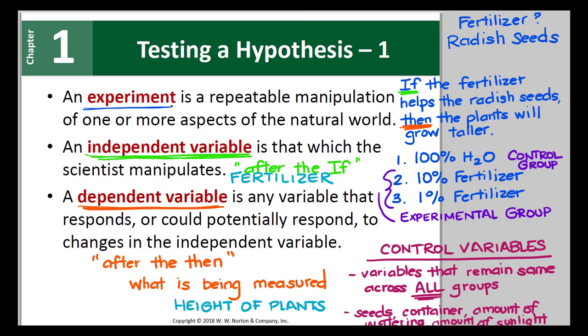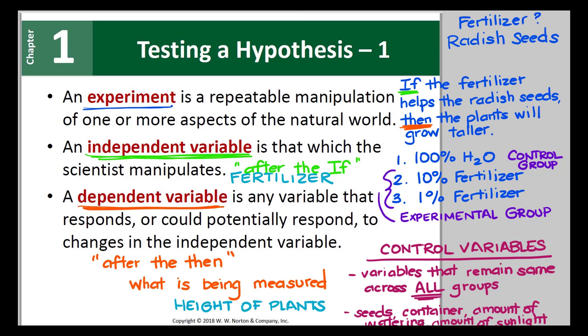Now, there are experiments that will test the effect of sunlight on plants. Of course, we all know that the plants need sun in order to survive, some more than others. But in this particular experiment, we are not changing or looking at the amount of sunlight as an independent variable. We're just looking at the fertilizer as its independent variable.